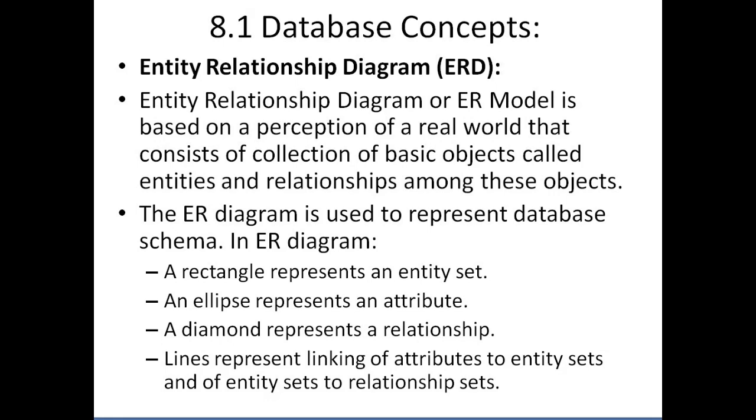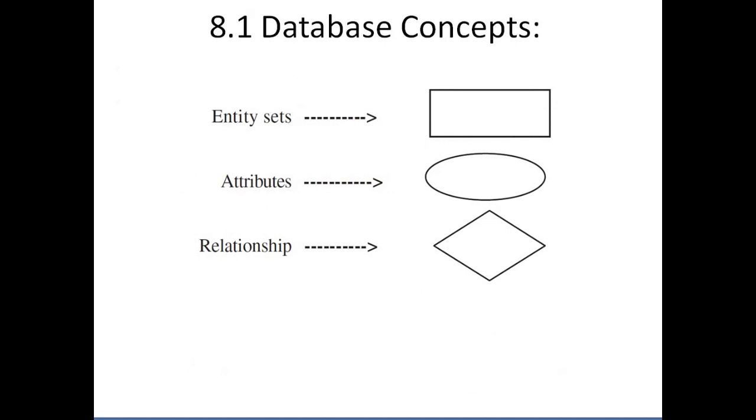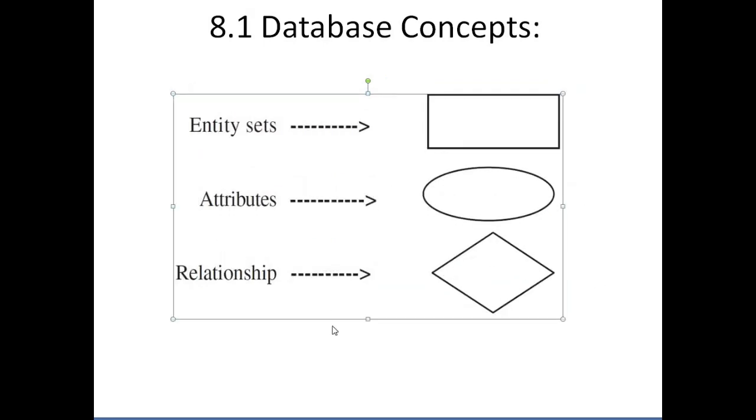The ER diagram is used to represent a database schema. In an ER diagram, a rectangle represents an entity set, an ellipse represents an attribute or a field or a column, however you want to call it. A diamond represents a relationship. Lines represent a linking of attributes to entity sets and of entity sets to relationship sets. These three are the basic shapes that you should remember about ER diagrams. The rectangle is an entity set, the attributes are ellipses, and the relationships are diamonds.